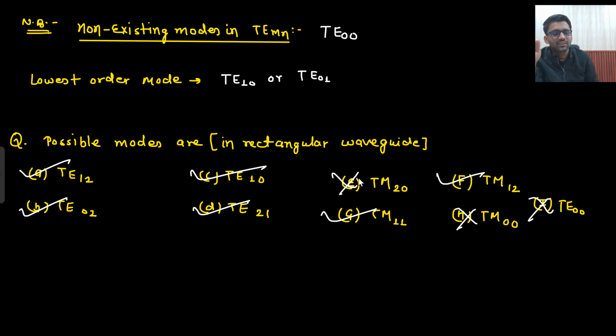So did you understand this question? These kinds of questions are actually asked in the GATE examination, because they ask very easy questions from waveguide. So these kinds of questions can also come. So very simple thing, TE00 is non-existing, rest all are existing. No need to write down existing modes, because apart from this everything will be existing, so that's fine.